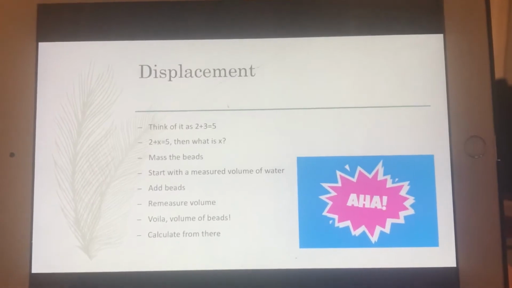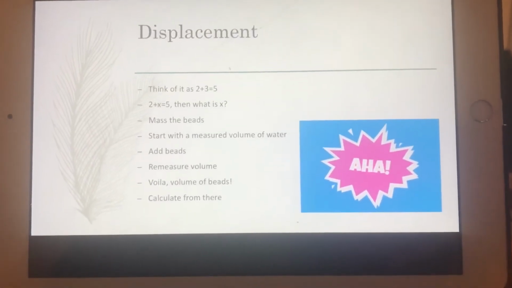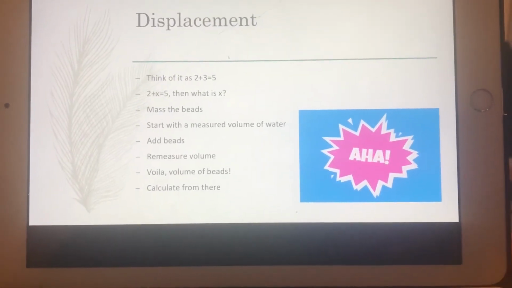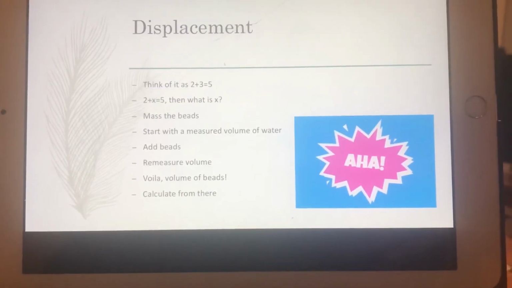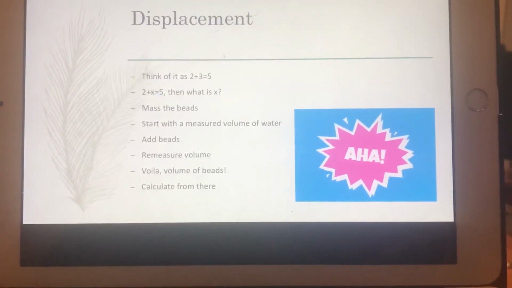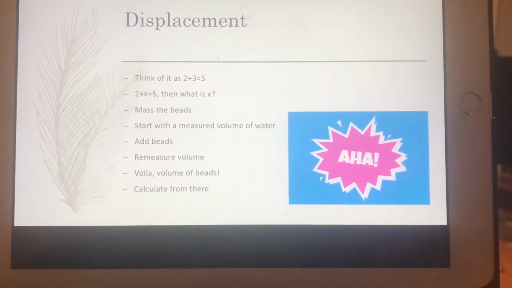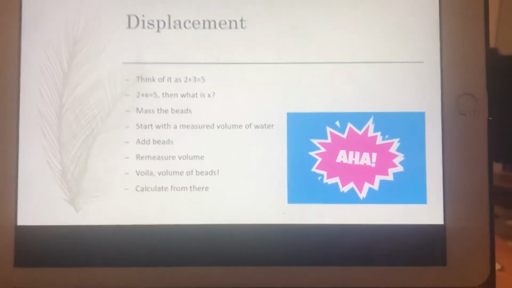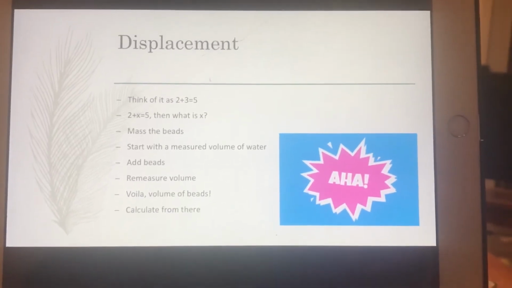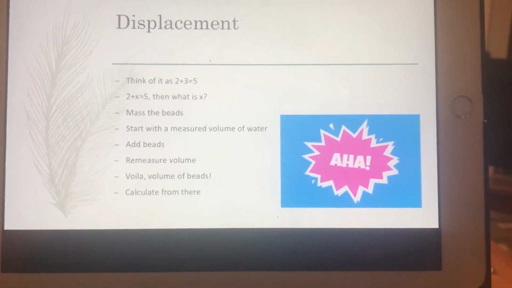All right, so this is the displacement method. I like to think of it as when you're at, kind of like algebra, you're adding 2 plus 3 equals 5, and so say 2 is your mass, and then x is your volume, and then 5 is your end. So 2 plus x equals your end volume.